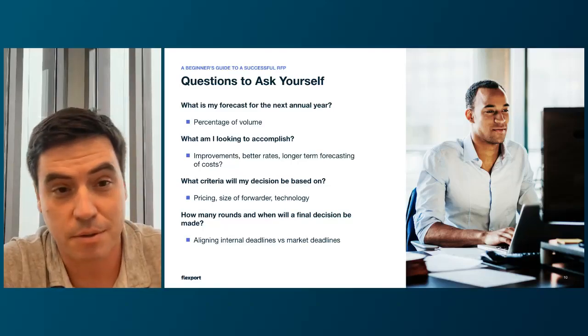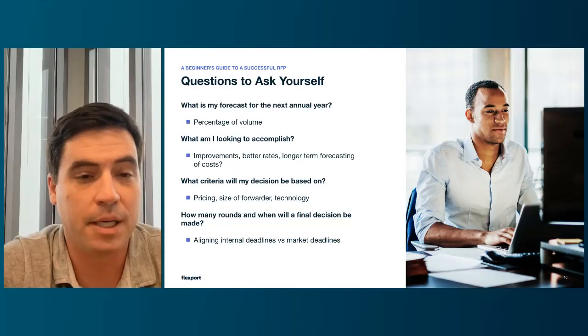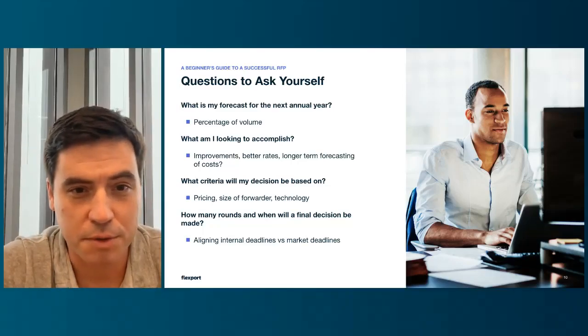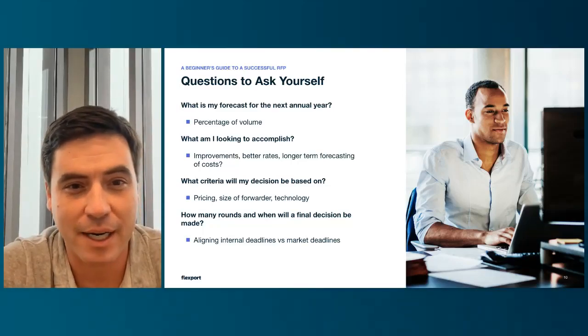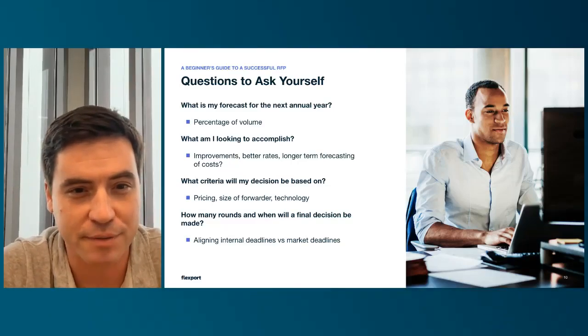Understanding that process so that you can share that with your partner, your potential provider, so that they can do their best to accommodate. Right? Of course, once again, puts all that together as far as the forecast. What technology solutions are you looking for? There's a lot more to it than just, hey, just moving the freight.